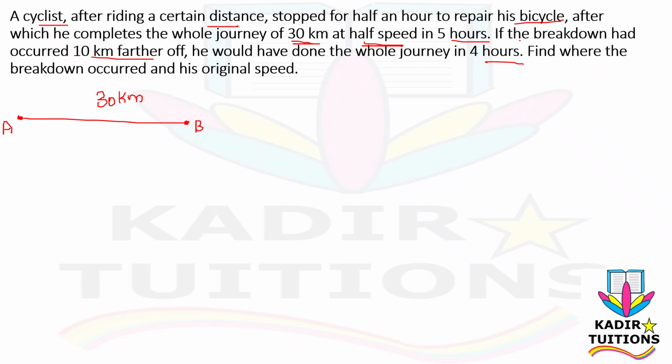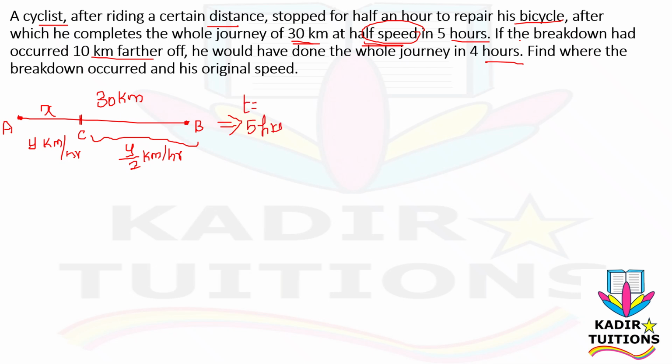But after he reached a certain distance, say X distance, the cycle got a breakdown. I can make this point C. He spent nearly half an hour to repair his cycle and then traveled the remaining distance. So I can consider the speed from A to C as y kilometers per hour, and the remaining distance he covered with half the speed, so we can write this as y by 2 kilometers per hour. And totally the time he spent for this journey is 5 hours.